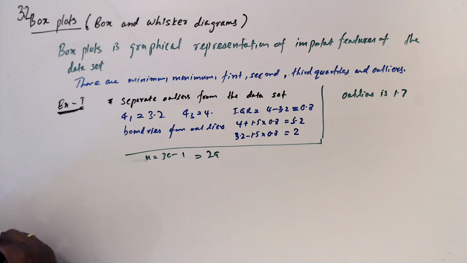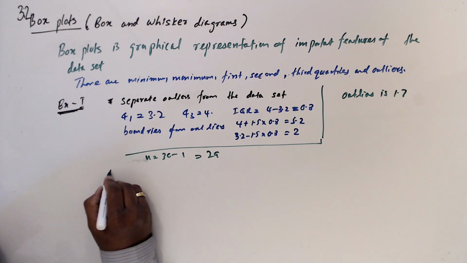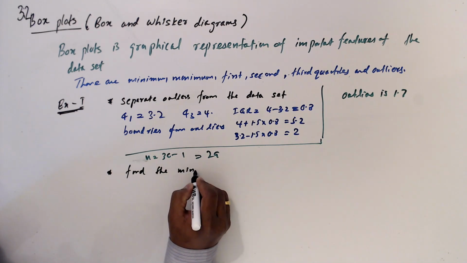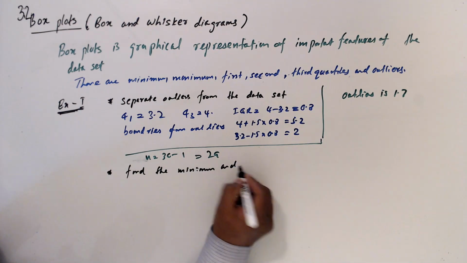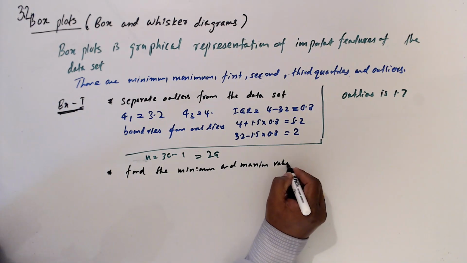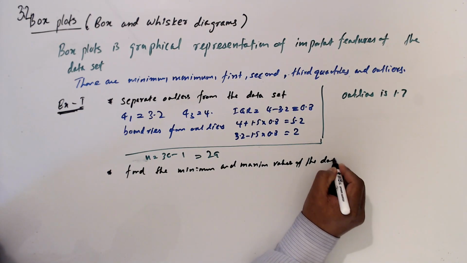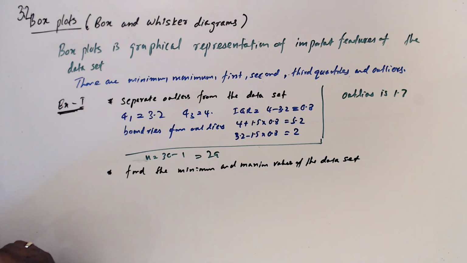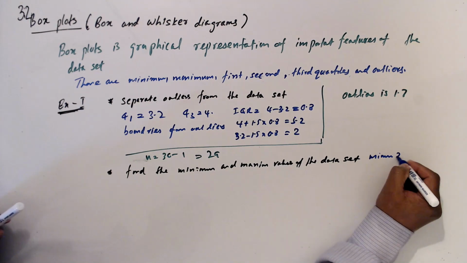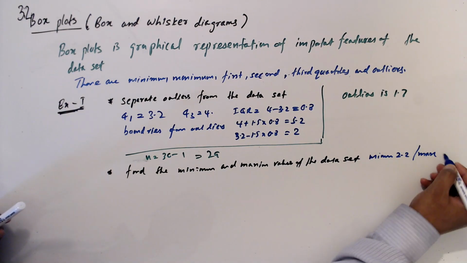Now pick up the smallest and the largest, then find the minimum and maximum values of the data set. So what is the minimum and maximum now? Minimum is, I can see, 2.2. So minimum is 2.2 and maximum is 5.1.